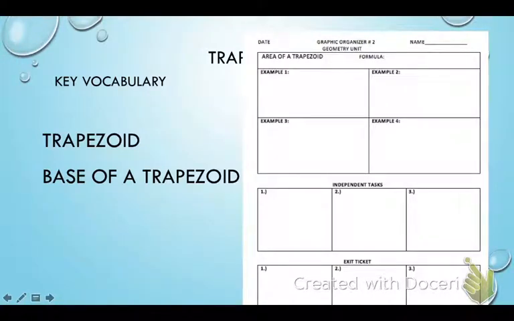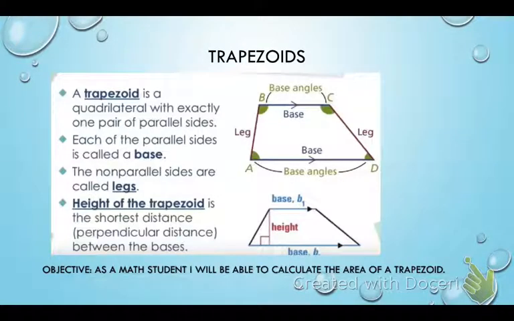There's some key words that we want to talk about. We want to talk about the word trapezoid, and we want to talk about the base of a trapezoid as well as the height. But you should also have graphic organizer number 2. Now there's two sides of this. One is on trapezoids, the other one is on the rectangular prism. You should have side 1. The next piece that we want to talk about is trapezoids.